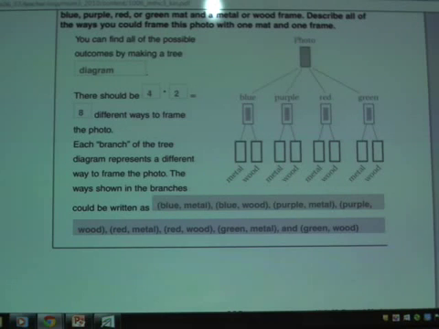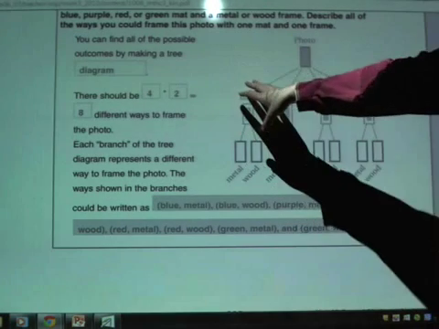So now what they're talking about here is that concept of a tree diagram. A tree diagram is a branching diagram that lists all the possibilities here. So it's a tree at multiple levels. Each level represents the choices you have at that level. The first thing they said to us is you have a choice of a mat color. And at that level you could choose blue, purple, red, or green.